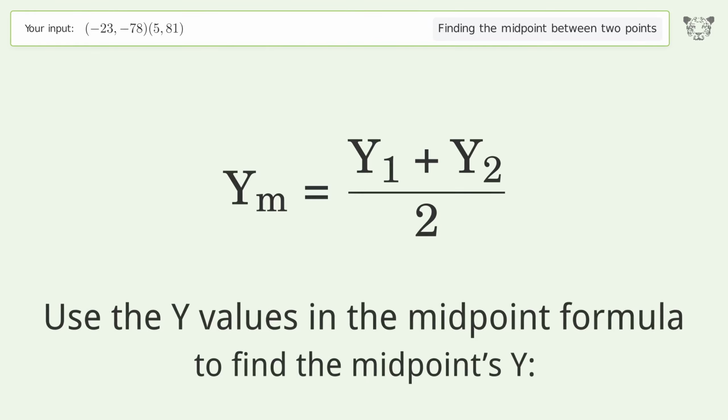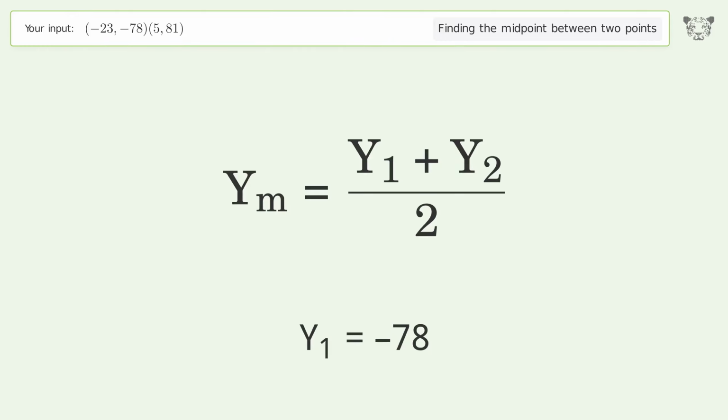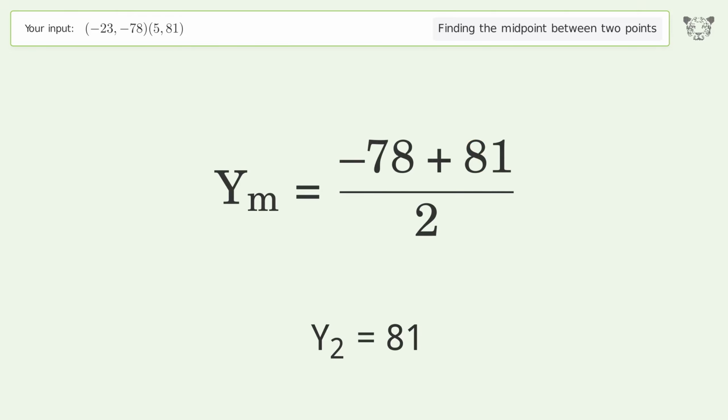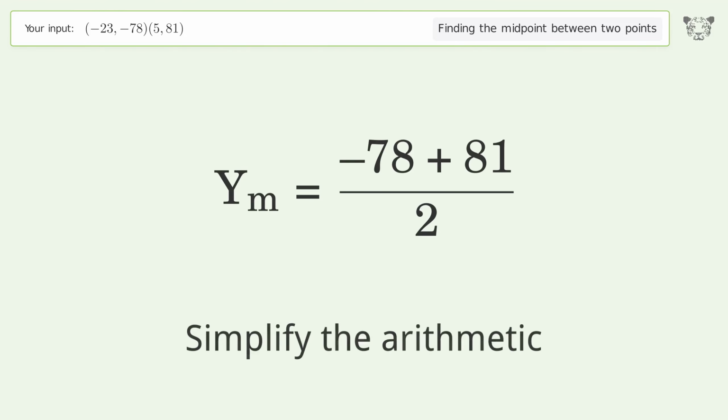Use the y values in the midpoint formula to find the midpoints y. y1 equals -78. y2 equals 81. Simplify the arithmetic.